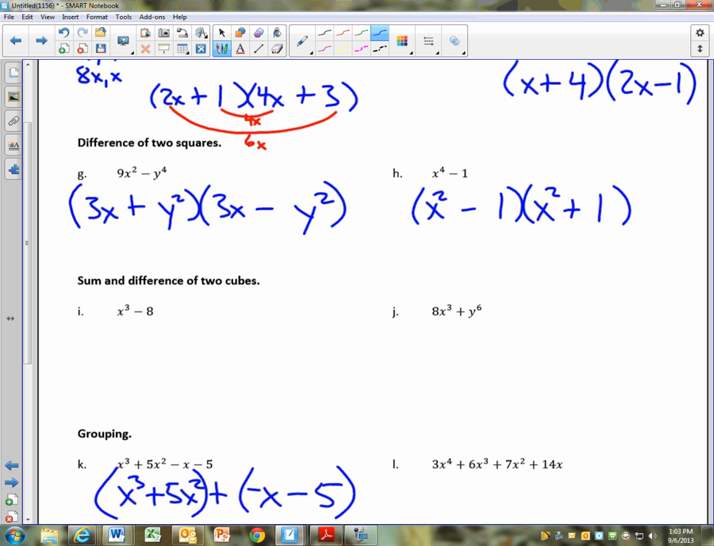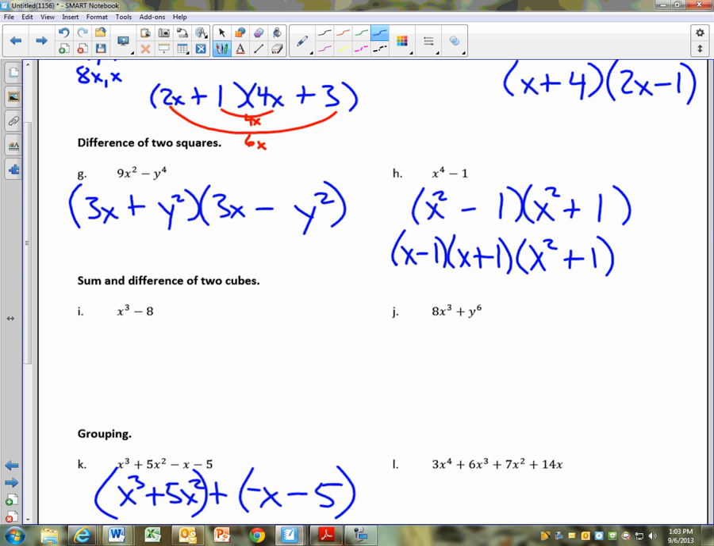Can you break down x squared plus 1? Sum of 2 squares never factors. Difference does. x minus 1, x plus 1, and then I attach my x squared plus 1, and that's it. We'll do this sum and difference of 2 cubes and grouping on Monday, and I'll have to look to exactly see where we're headed. We'll try to give you some work time in class as well.